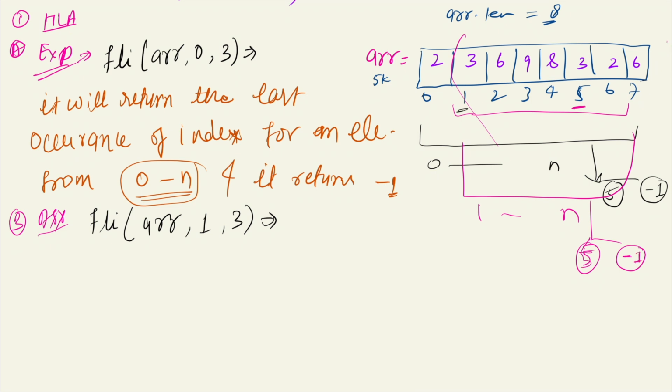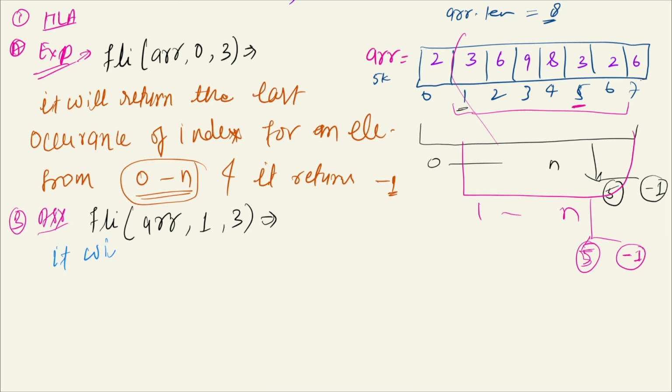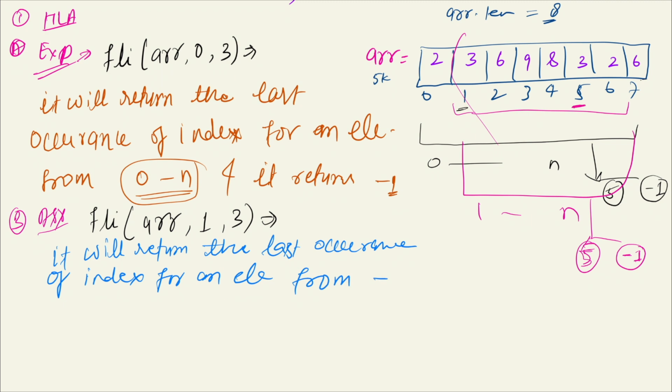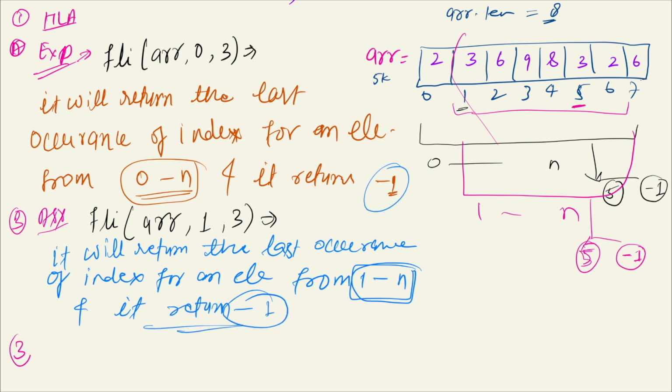In words we will write: it will return the last occurrence of index for an element from 1 to n, and we need to focus on it. If it is not found, then it returns -1. Now in our third step we will relate our expectation with our assumption. So what is that?